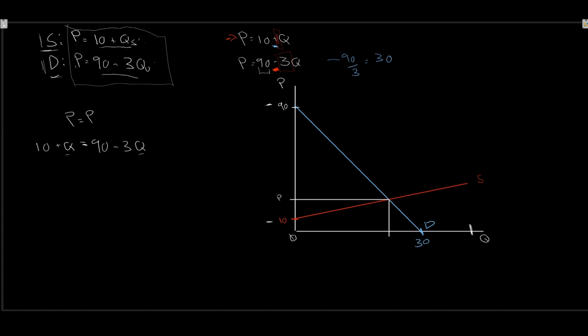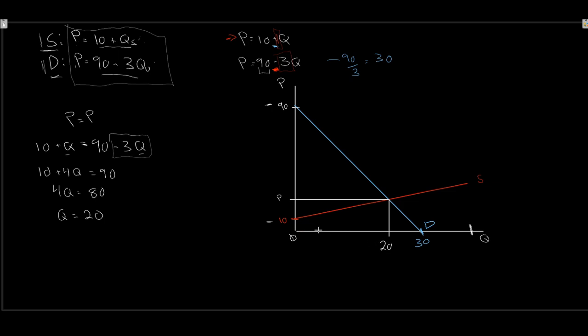So again, going through this, I don't like negatives. So the first thing I want to do is get rid of this negative 3Q. So I'm going to add 3Q to both sides. So 10 plus 3Q plus Q is going to be 10 plus 4Q equals 90. Okay, getting that Q by itself, let's subtract 10 from both sides. So 4Q equals 80. And then to get the Q by itself, divide both sides by 4, and we get Q equals 20.